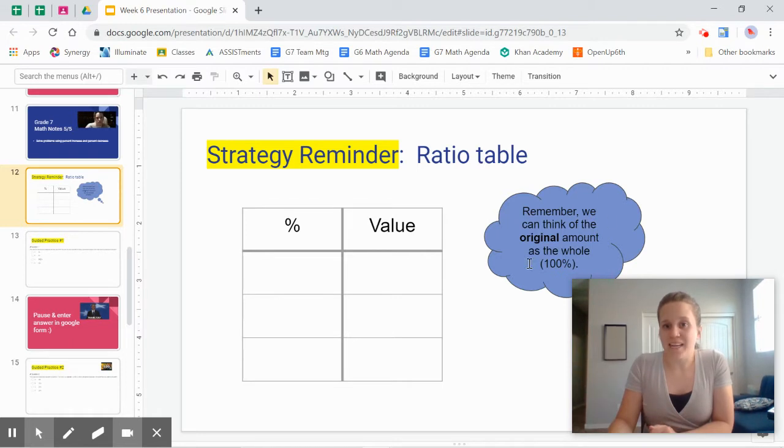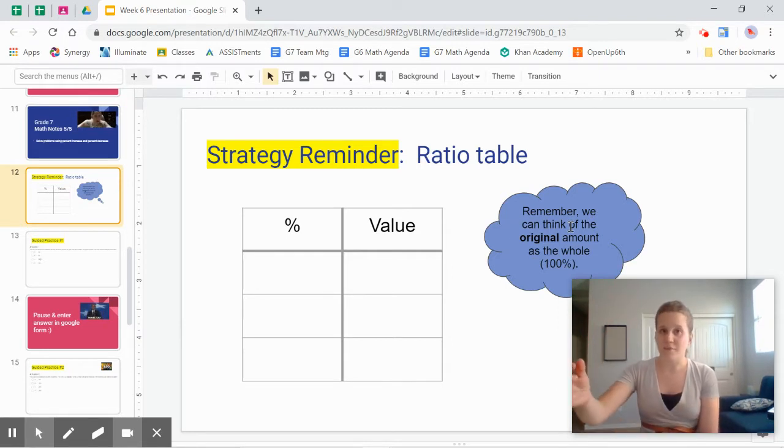So keep it up, keep using that ratio table. One reminder that I want to give you is that we do think about the original amount in the story as the whole or as 100%. Why do we think that is? The original is the whole or 100% because if I say that an amount increased by 10%, then that means 10% of the original amount was the amount that was increased. So the original amount is the whole or 100%.